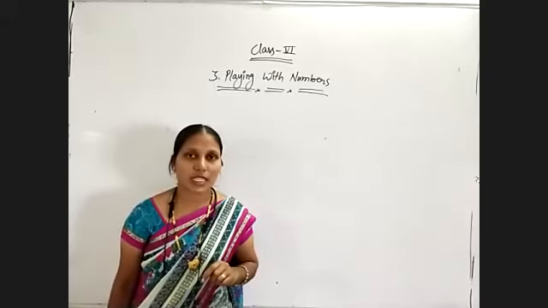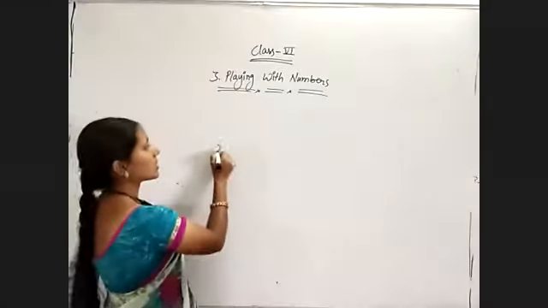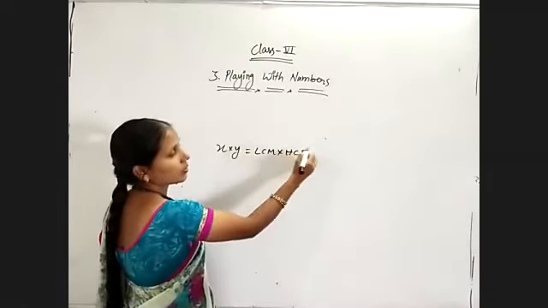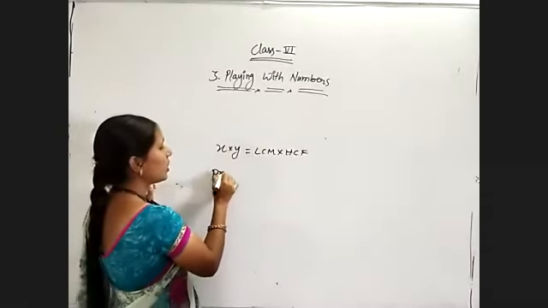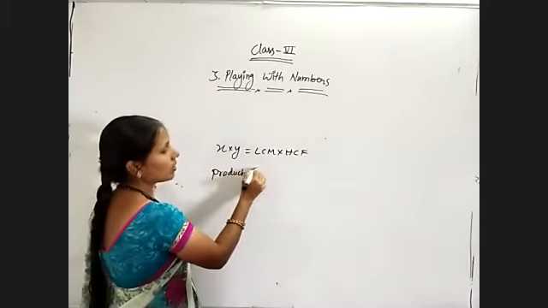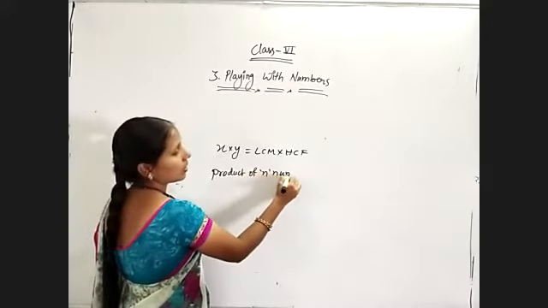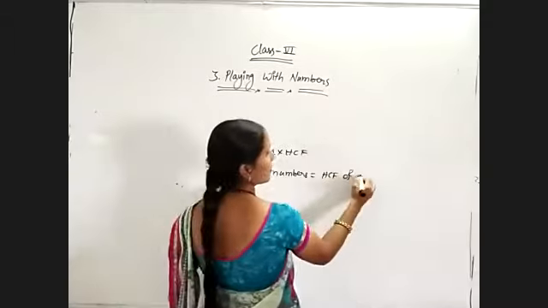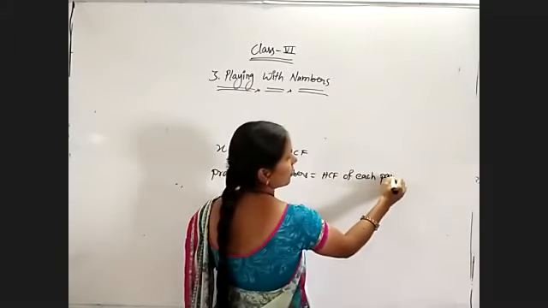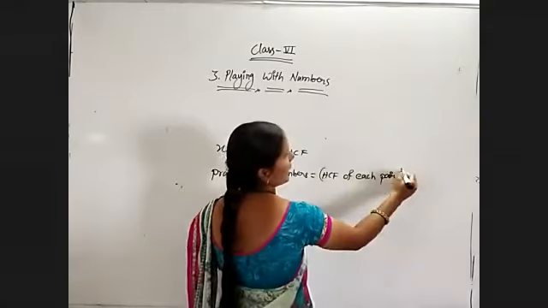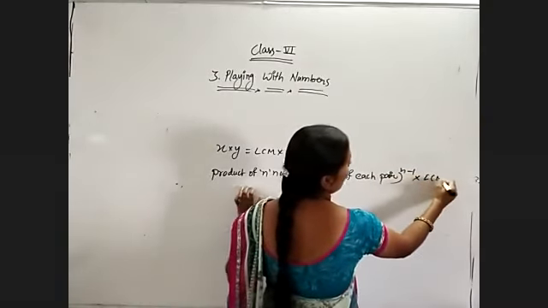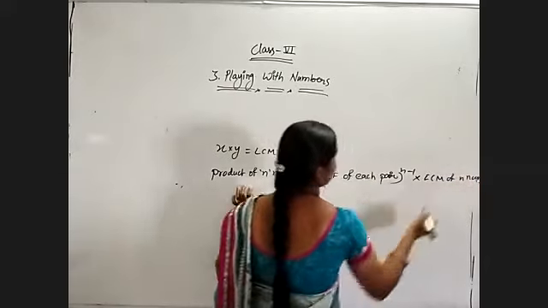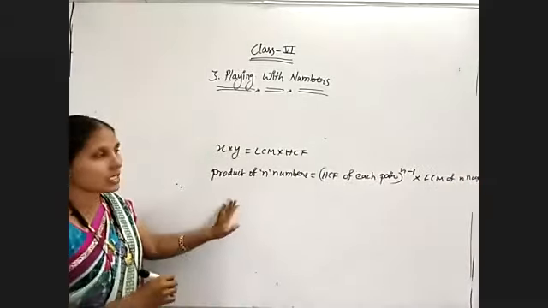Relationship between LCM and HCF of two numbers: X into Y is equal to LCM into HCF. This is for only two numbers. For n numbers also I have given: product of n numbers is equal to HCF of each pair to the power of n minus 1 into LCM of n numbers. This is the relation between LCM and HCF, and this is important.